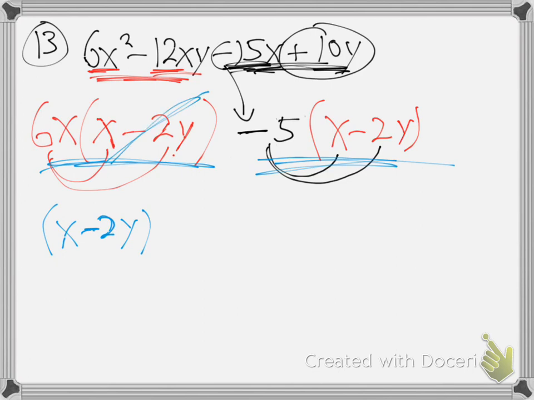And so remove it, start a new set of parentheses. What's left inside? 6x minus 5. Done.